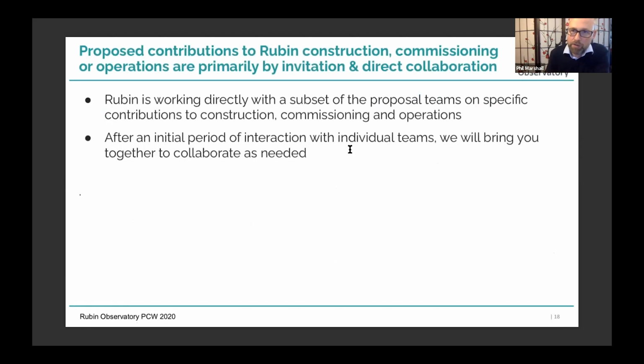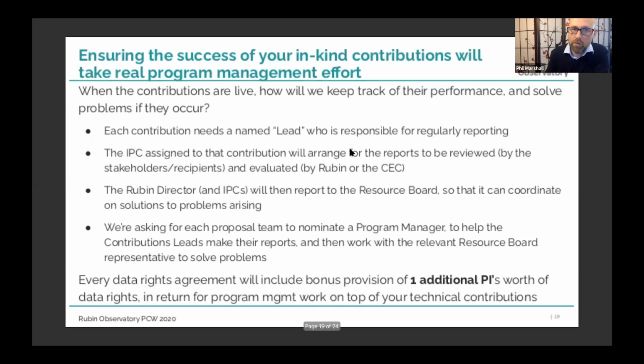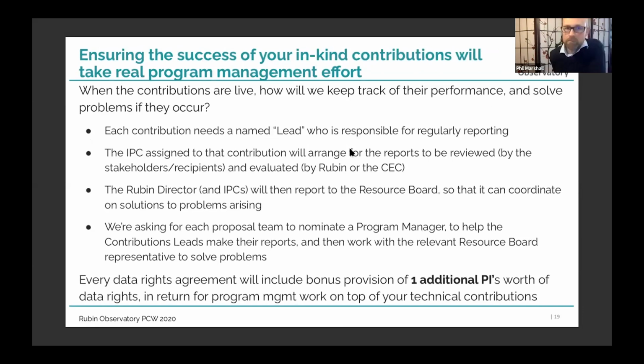So those of you that have proposed to make contributions to Rubin construction, commissioning, or operations, you already know who you are, and we're working with you directly. That's why the handbook doesn't contain very much information for you, but we're already in conversation, so that's okay. The new thing for all of you is some recognition of some management effort that will be needed on your part to make this work. So let's wind back a bit. When the in-kind contributions are live, we'll need to keep track of their performance and solve problems if they occur. And so here's the system we're putting in place for that.